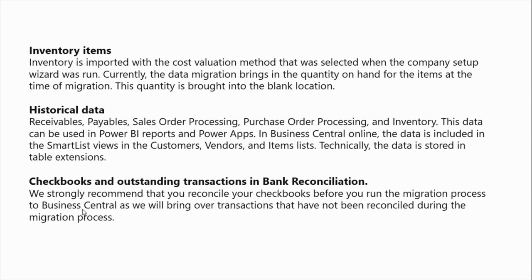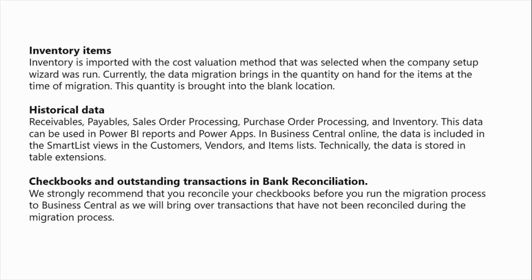And finally, you get the inventory items. Inventory is imported using the cost valuation method that was selected with the company setup when you ran that for BC. Currently, the data migration brings the quantity on hand for the items at the time of migration. This quantity is brought into the blank location. If you have locations where this inventory is set outside of just the blank basic location, you'll have to transfer that after the data is migrated.